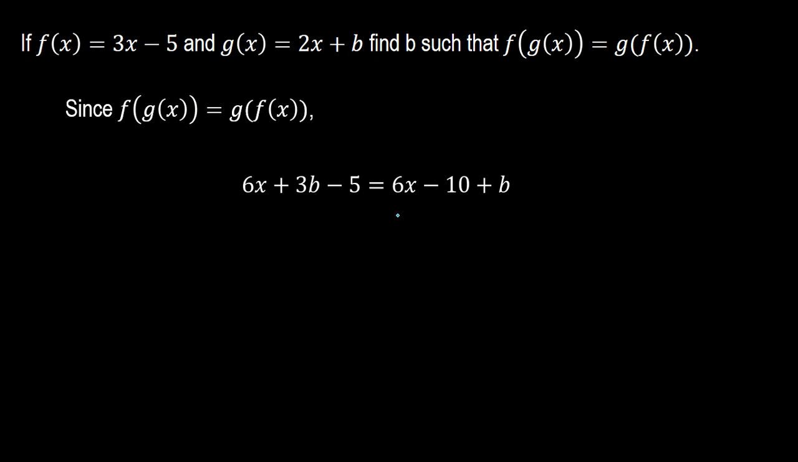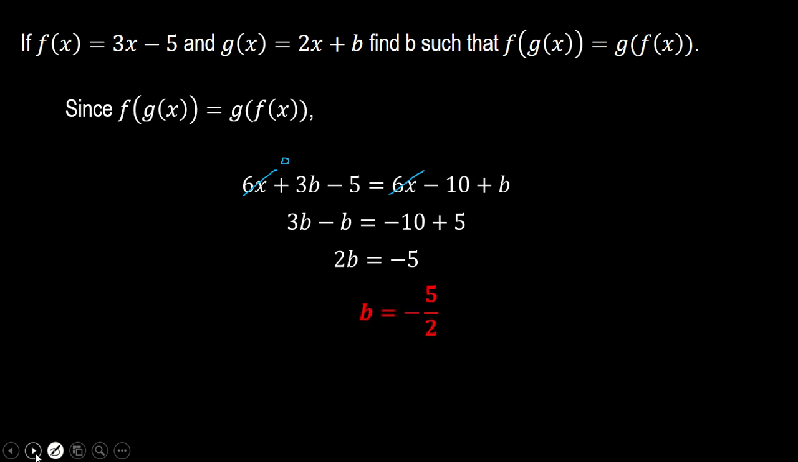If we combine the like terms, we'll obtain 6x and another 6x here, addition property of equality, this will be 0. And then we have here 3b and then, by the addition property of equality or just transposing, 3b minus b. And same procedure, negative 5, then transpose, that's 5. So 3b minus b, that's 2b. And then negative 10 plus 5 is negative 5. Then find the value of b. So the answer here is negative 5 over 2. So b is equal to negative 5 over 2.